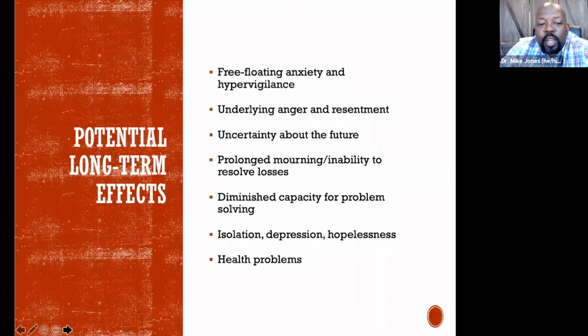Now let's talk about some of the long-term effects that could happen with someone who is not able to deal with a crisis or trauma in the right way.